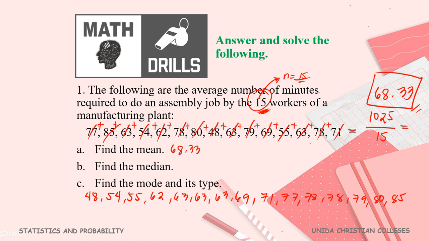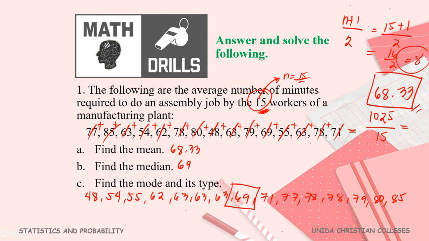So, since 15 yan, ano po kaya ang gitna niyan? Anong number? So, gamitan po natin ng formula. We have n plus 1 divided by 2. So, ano ang n natin? 15. 15 plus 1 divided by 2. So, 15 plus 1 is 16. Divided by 2, we have 8. Yung pang 8 daw po sa data mo. So, count. 1, 2, 3, 4, 5, 6, 7, 8. So, matik po, your median will be equal to 69.